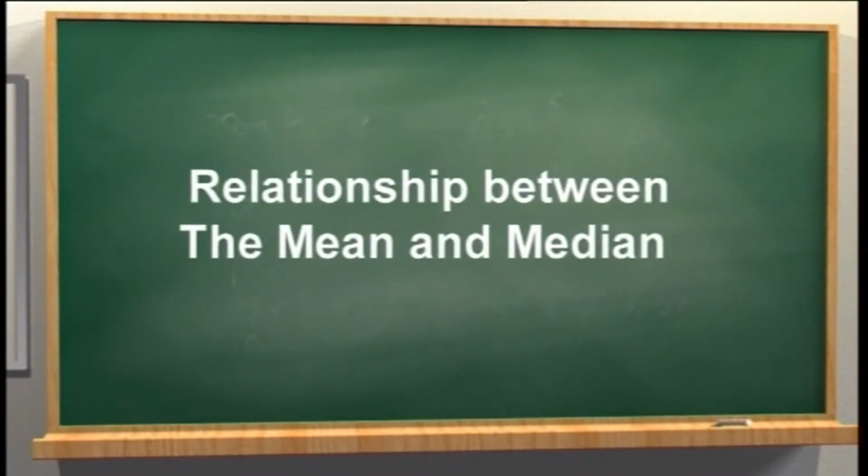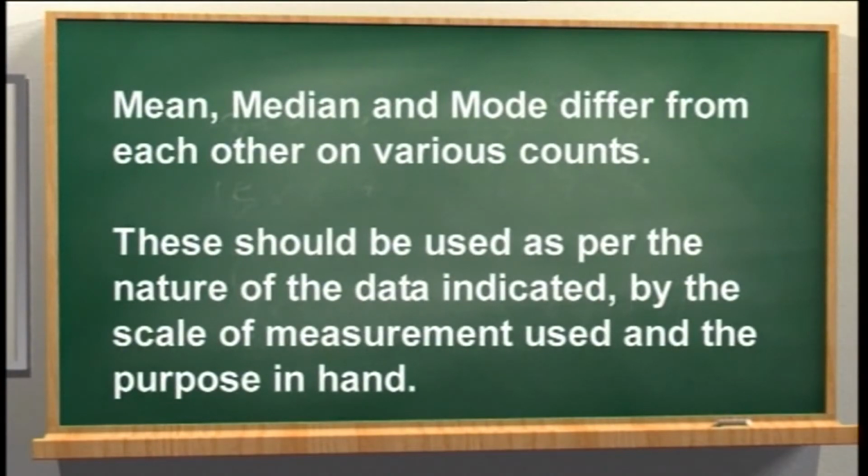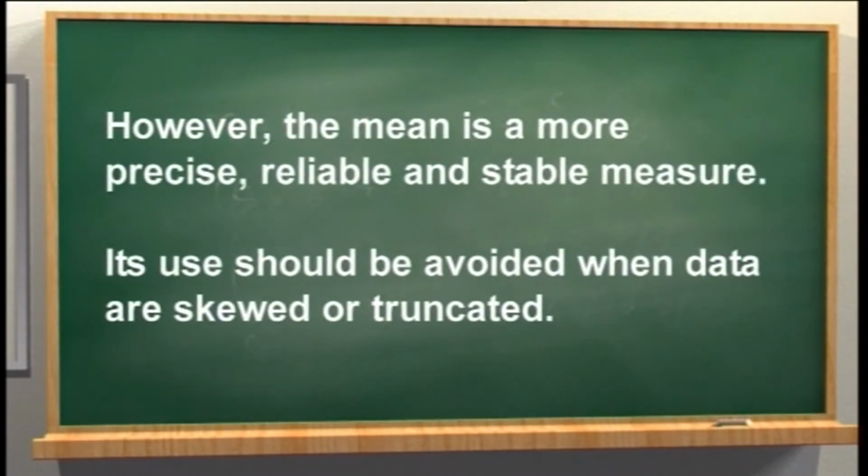The relationship between the mean and median. The characteristics of mean, median and mode have been discussed in the preceding sections, besides mentioning some situations where they can be appropriately used. Mean, median and mode differ from each other on various counts. These should be used as per the nature of the data indicated by the scale of measurement used and the purpose in hand. However, the mean is a more precise, reliable and stable measure. Its use should be avoided when data are skewed or truncated.